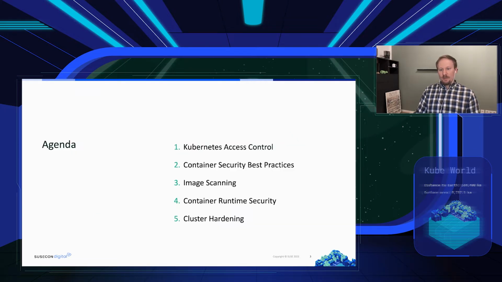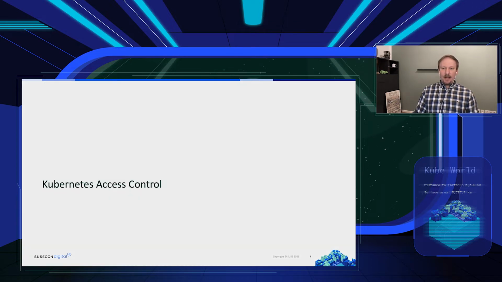Now let's quickly talk about the 5 points that we are going to discuss in the next 25 minutes. We will talk about Kubernetes access control. We will address container security best practices. We will talk about image scanning, container runtime security, and finally cluster hardening. Let's start with Kubernetes access control.